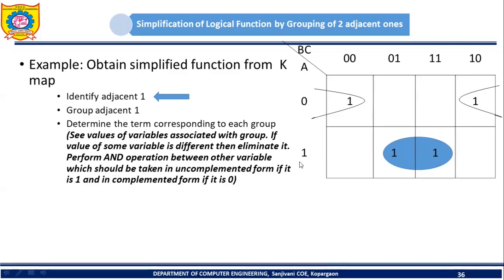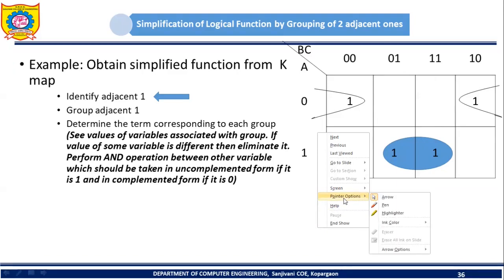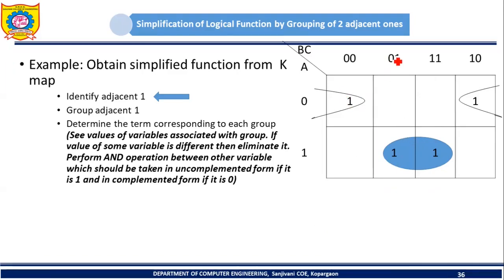For this group, what is value of a? It is 1. Is it constant? Yes, it is constant, it is not changing. So do we have to discard it? No, we should consider it while writing term for this particular group. Then see value of b. For this group, what is value of b here? It is 0. Here value of b is 1. So for this group, can I say that value of b is different? Yes, please try to understand what I am saying. Here value of b is 0 and here value of b is 1. So for this group I can say that b is changing. That's why I should eliminate this b while writing term for this group.